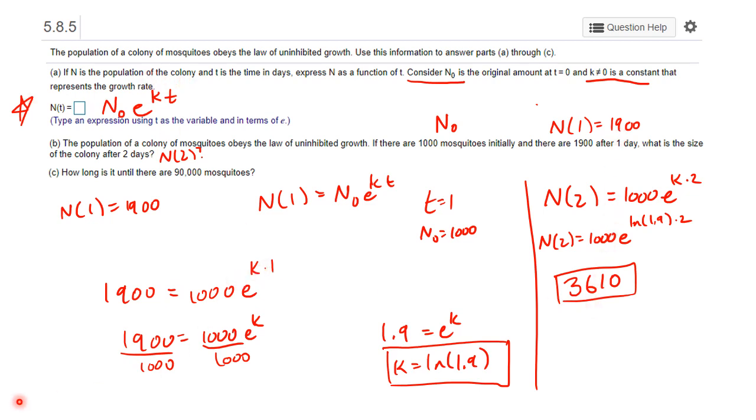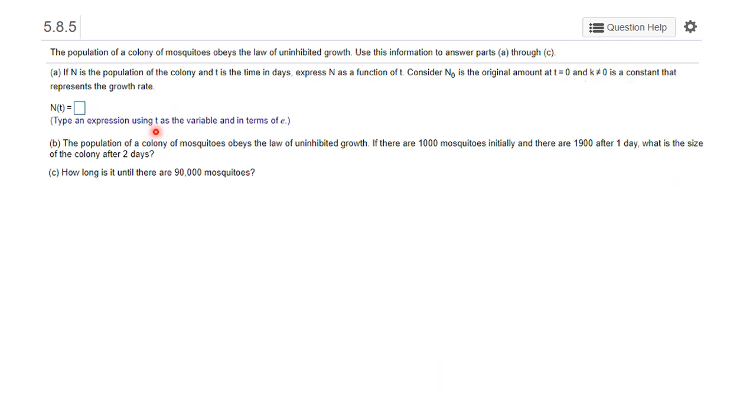Okay, part C, I'm actually going to erase everything off the page because I need to do part C. What I do want to make note of, however, is that k, we've already determined the value of. It's the natural log of 1.9. So I'm going to rewrite that because we've already found that out. k is natural log of 1.9.